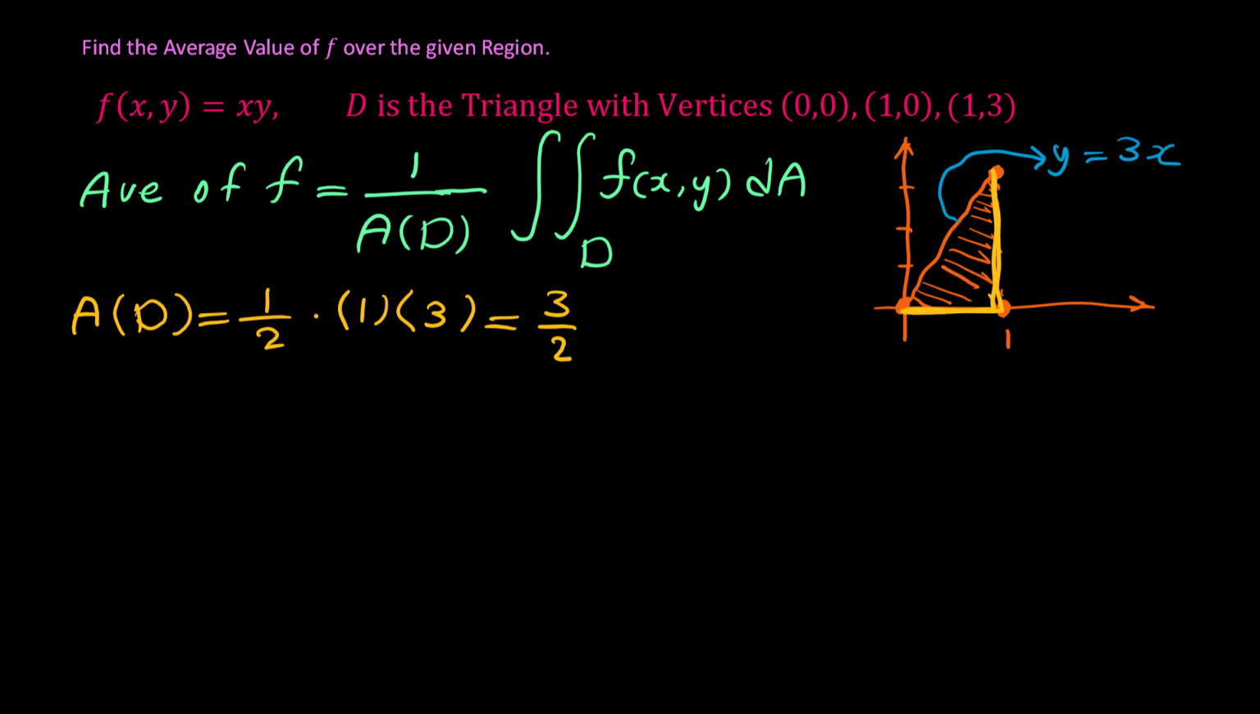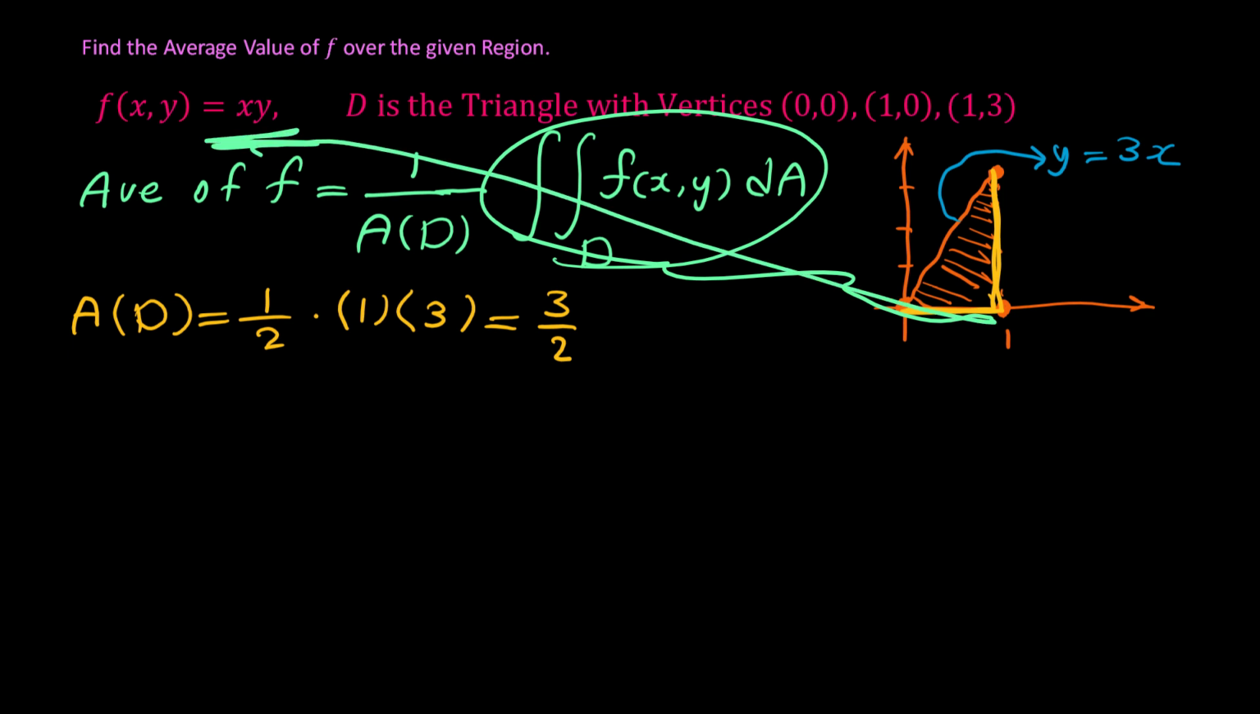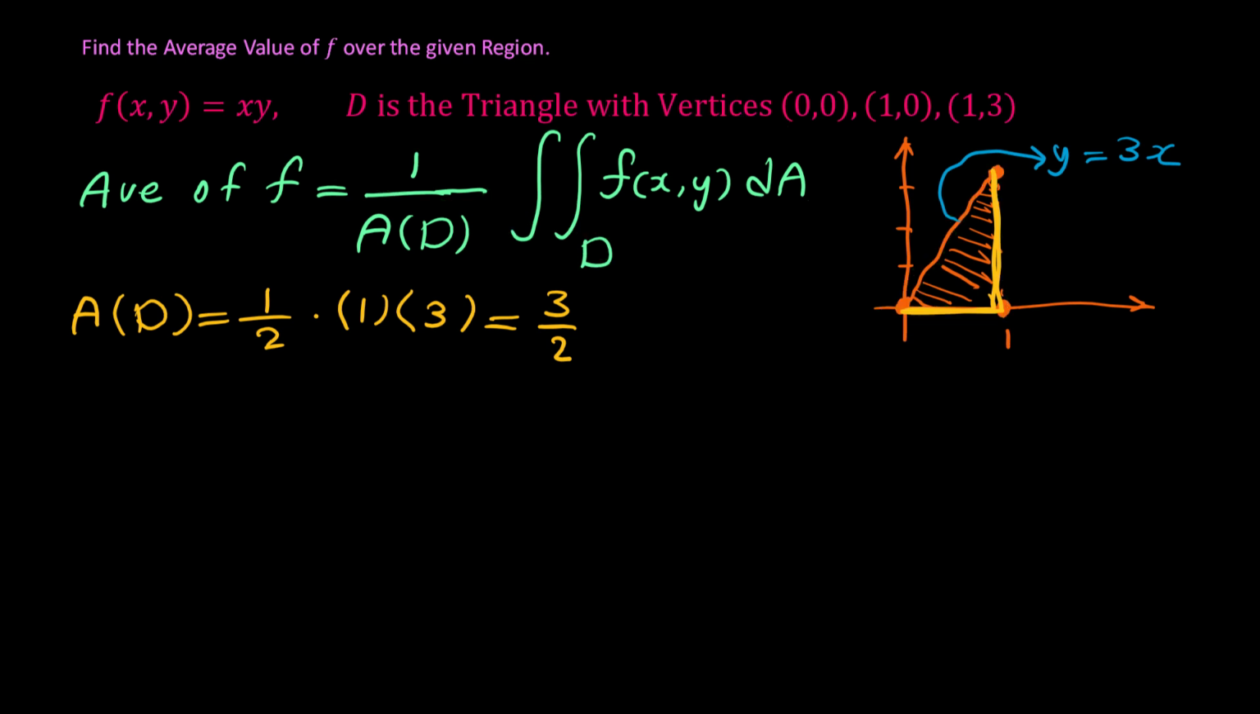Now that we have the area of the region, we have to find the double integral of this function over this region. But before that, let me tell you how we can find the area of the region if it was not something like this, a triangle. Sometimes we have more complicated regions, and in those cases we don't have a formula to use for finding the area of that region.